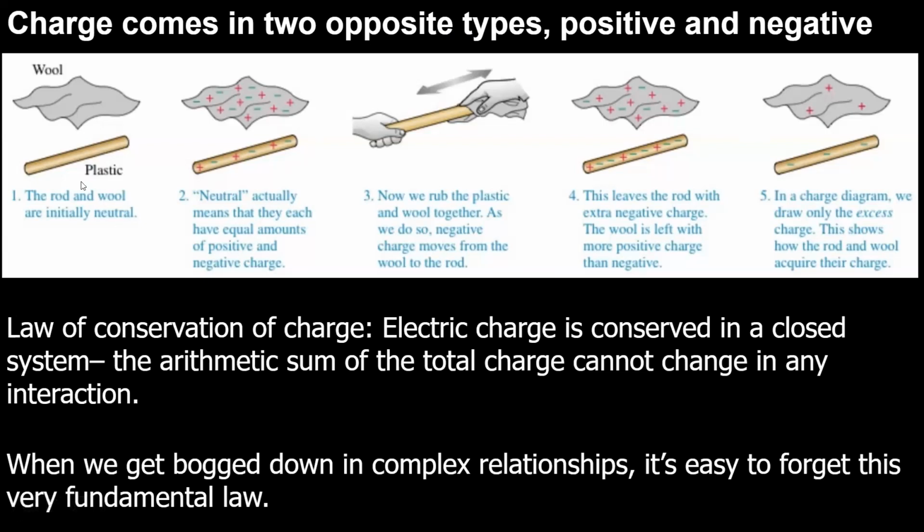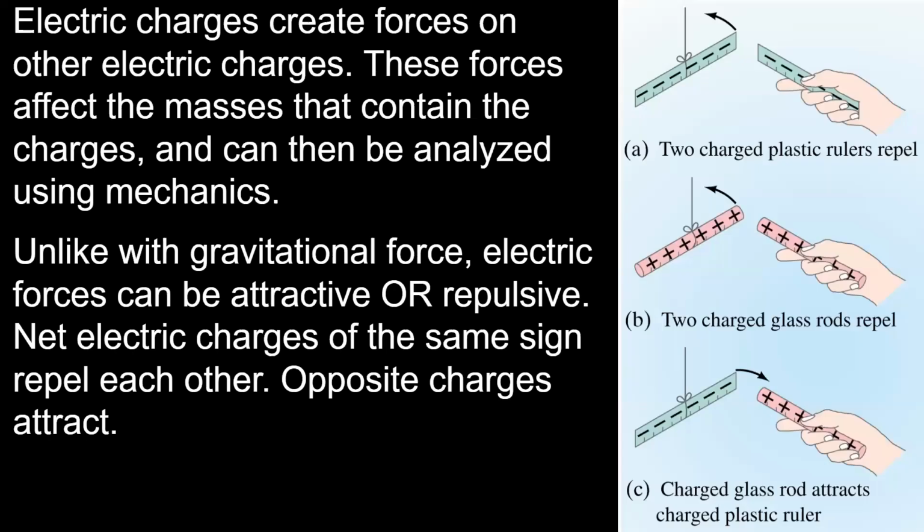Okay, so charge should be conserved. Whenever you're transferring charge, you should not have a surplus or a shortage of one type of charge over another. If your system is closed and your charges are not leaving, for example into the ground, your net charge should be a constant number, and the arithmetic sum of the total charge cannot change.